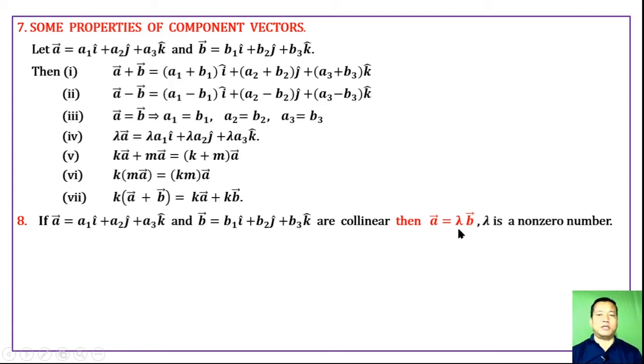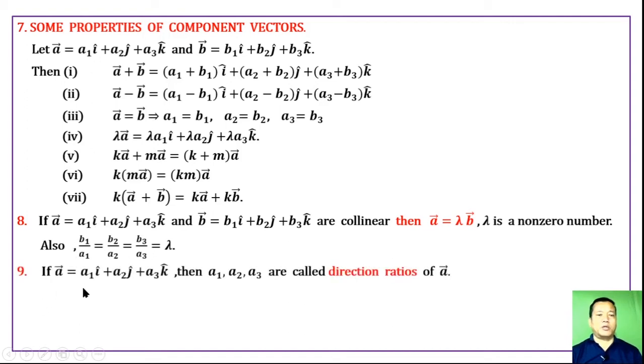Here lambda cannot be zero, it can be any real number. Also assume b1 by a1 equals b2 by a2 equals b3 by a3 equals lambda. Assume the components of two vectors are collinear, then their components are proportional.